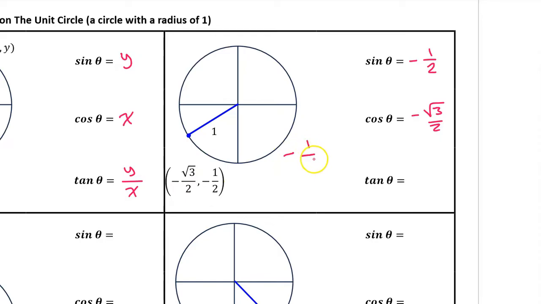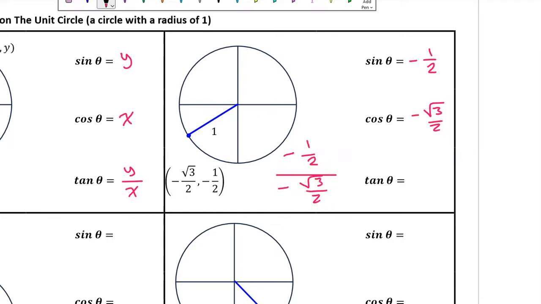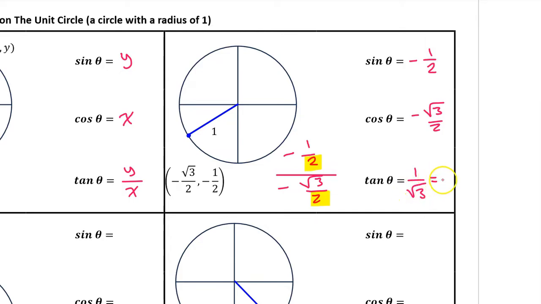So I'm going to show a step that I normally do in my head. We have the y value divided by the x value. Notice that the denominators are the same, 2 and 2. These will cancel each other out. Also, a negative divided by a negative is a positive. So we are left with 1 over radical 3, which is also equivalent to radical 3 over 3.